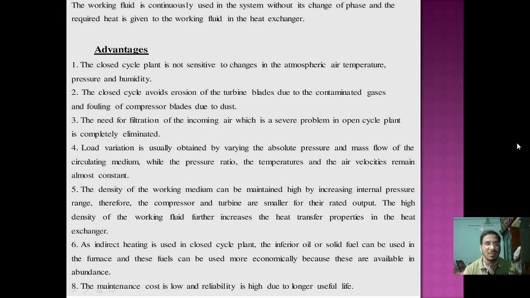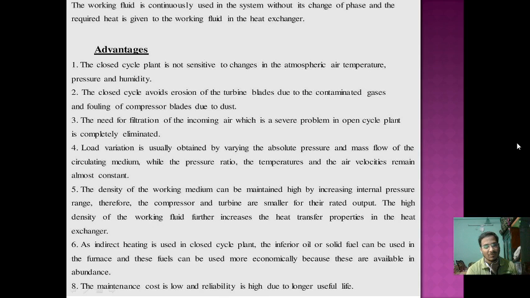Closed cycle plants are not sensitive, because the cycle is not open, and we can control the atmospheric temperature, the pressure and humidity also. Closed cycle avoids erosion. There is no erosion in the turbine blades due to contaminated gas, and no fouling of compressor blades due to dust. No dust particles will be inside the turbine because the cycle is closed.